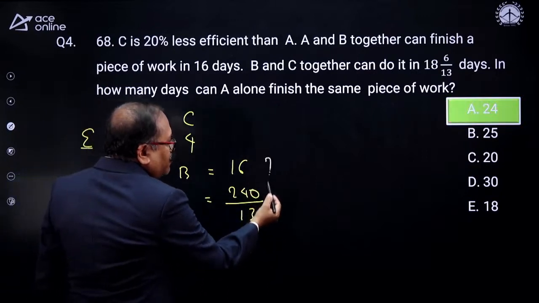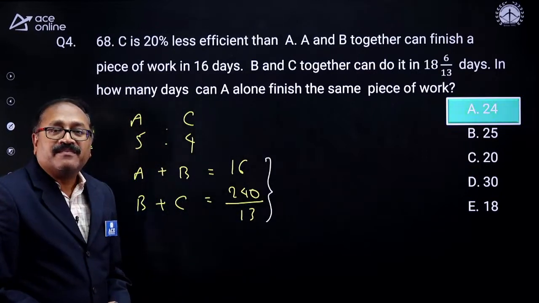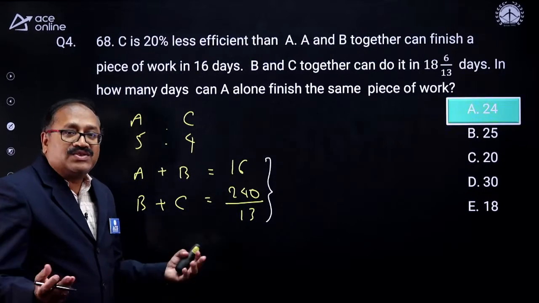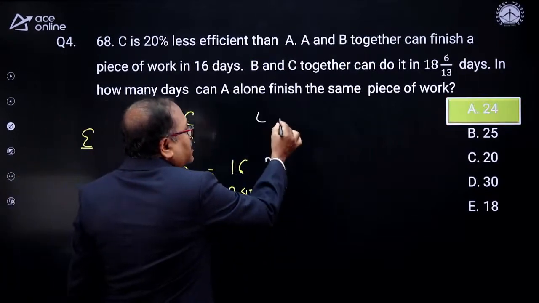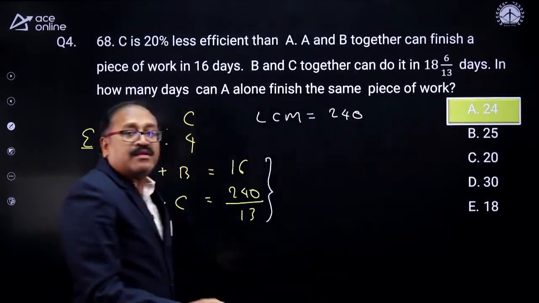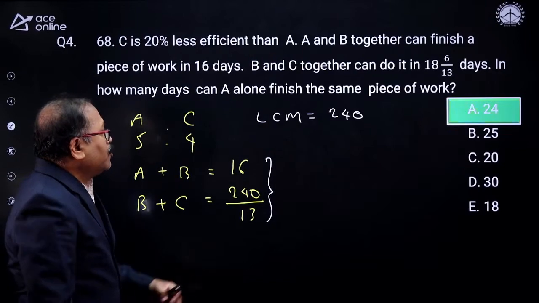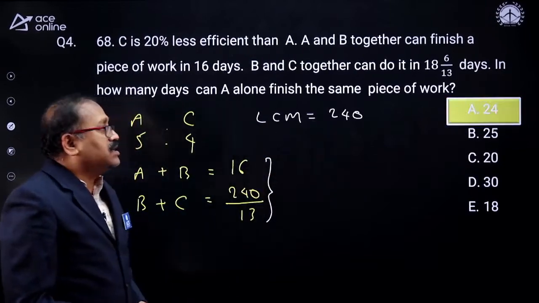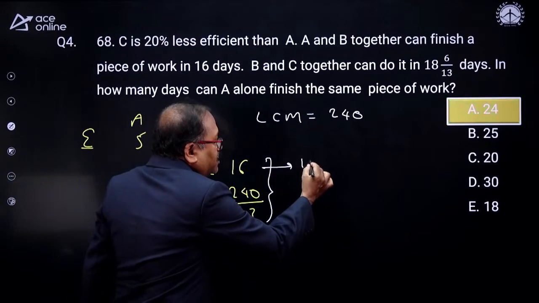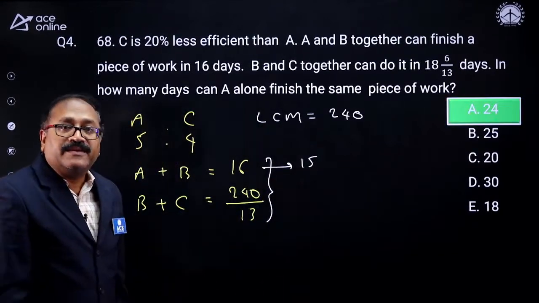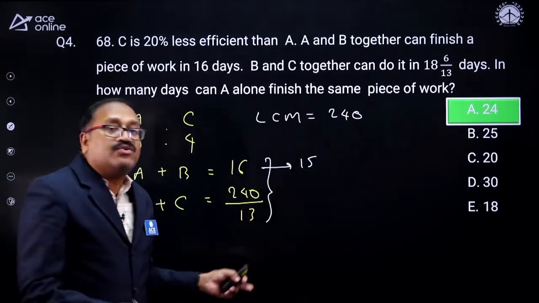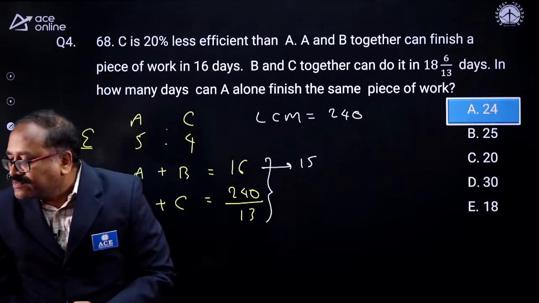What do we do? We take the LCM of these numbers. And what is the LCM of 16 and 240 by 13? It is 240. I am not teaching the LCM over here; you should know how to find it. Now 240 divided by 16 will be 15. Yes. So together they will complete 15 units a day. Now here, 240 divided by 240 by 13.